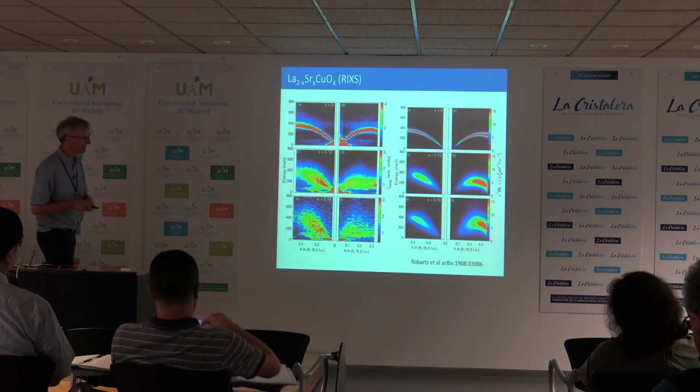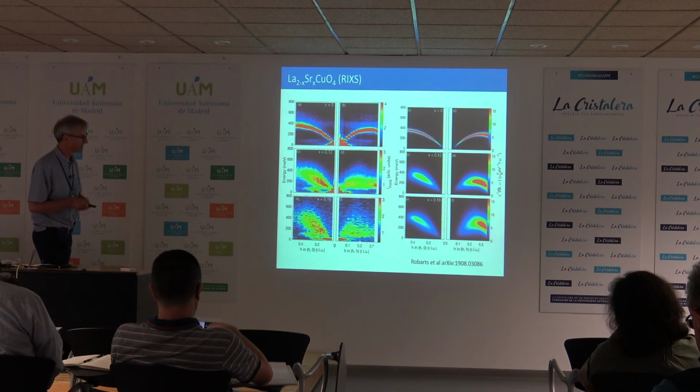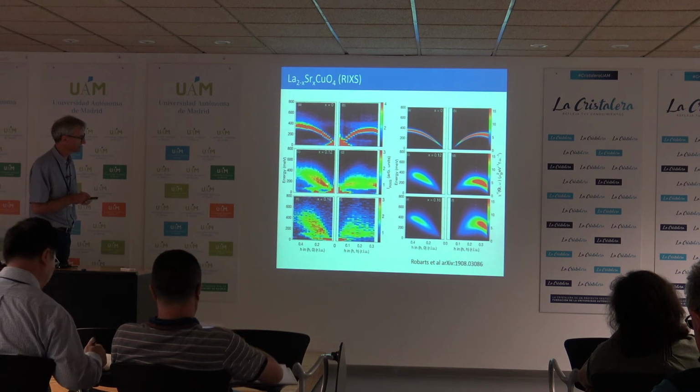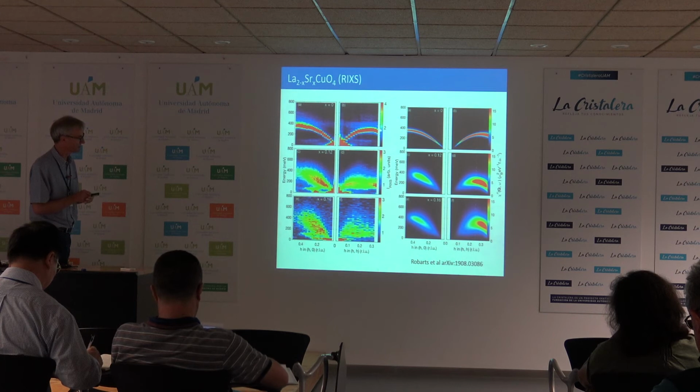So here you can see later data then, this is some of our data from this year, where we can see the evolution of the RIXS ones. So this is along two directions. This is through the pi direction.